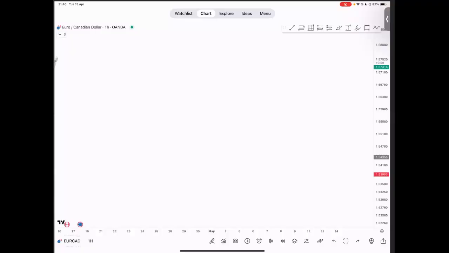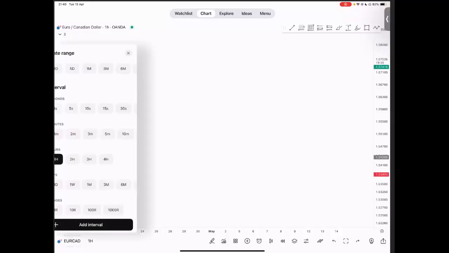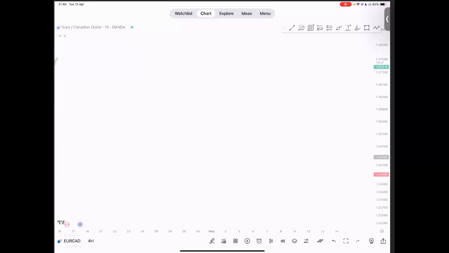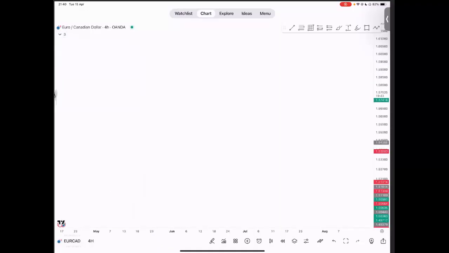You go to the 4 hours time frame first, you mark out buy, sell, something like this. Now this is the 4 hours time frame on EURCAD.